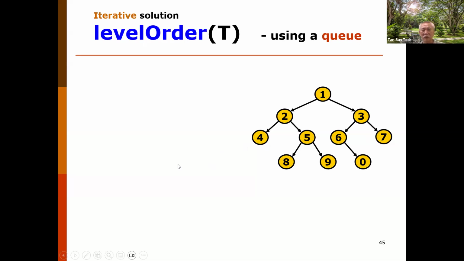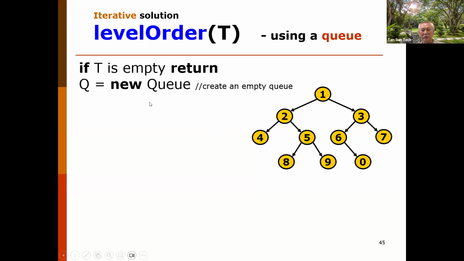We will explain why. Right, so the idea is if T is empty, you just return. Nothing can be found, right? Otherwise, you want to create a new queue. Okay, you create a new queue, and then you enqueue the root. Okay, you enqueue the T. Yeah, and then after that, you go inside a while loop.